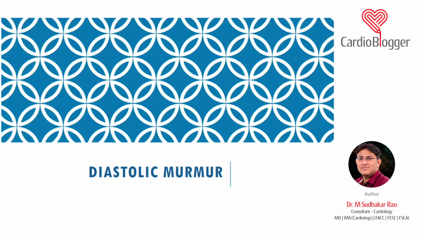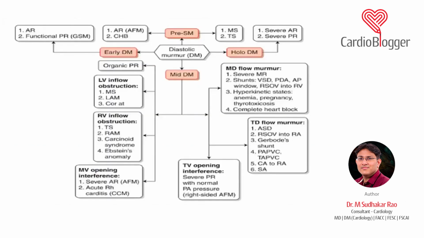So we will go to the diastolic murmur. Now this is again a very crowded slide which shows the different diastolic murmurs. The diastolic murmur can be early diastolic, or it can be holodiastolic, and it can be mid diastolic. Anything which causes early diastolic, like severe pulmonary regurgitation, severe aortic regurgitation, they are usually holodiastolic. It also produces an early diastolic.